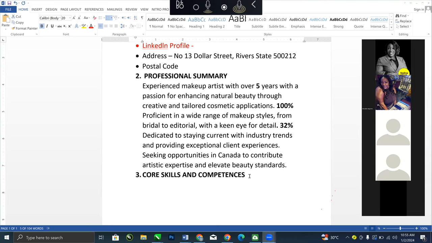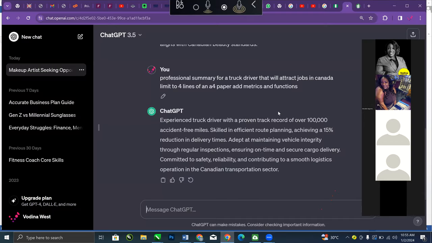Okay. Core skills and competence. This is where you list out your skills. Please, can somebody here tell me who you are? Are you a makeup artist? An accountant? Somebody tell me the role you play right now. Please, nobody should say caregiver here. I know my caregivers are plenty in the house. Somebody tell me, are you an architect, engineer? Just tell me your profession. An accountant. Beautiful.